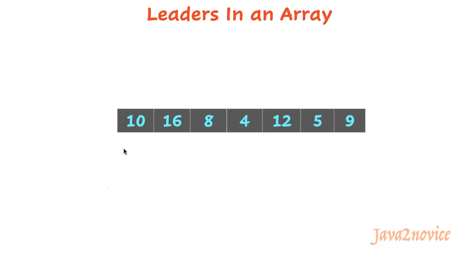In the first iteration, we will be at index 0. 10 is the number. We will compare 10 with all its right side numbers. If 10 is bigger than all these numbers, we can say that 10 is a leader. Otherwise, if we face any number bigger than 10, then we will break the inner loop. In this case, the moment we face 16, 10 is less than 16, so we'll break the loop and 10 is not a leader.